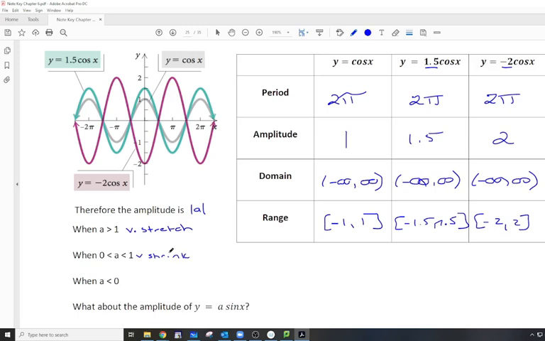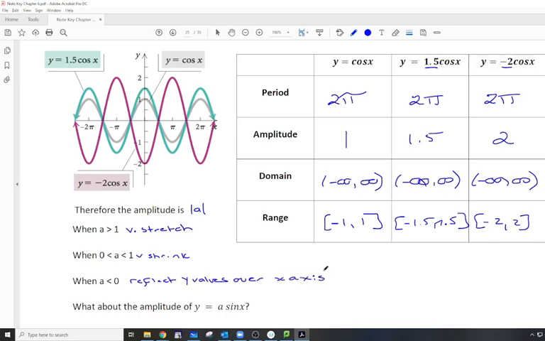And then if A is less than 0, so if it's negative, you get a reflection of the y values over the x-axis.